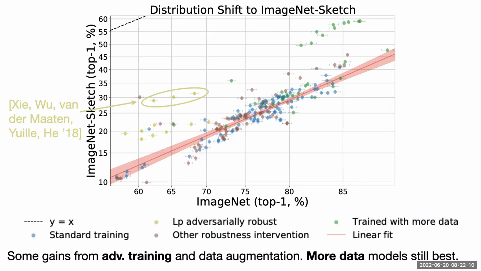So the blue points still follow a nice linear trend, the red line. The green points here, the models trained on more data, still stand out as the best models, with the highest robustness to this distribution shift. Some of the brown points now also offer some robustness. These are models with various types of data augmentation, and they give you a little bit of effective robustness.